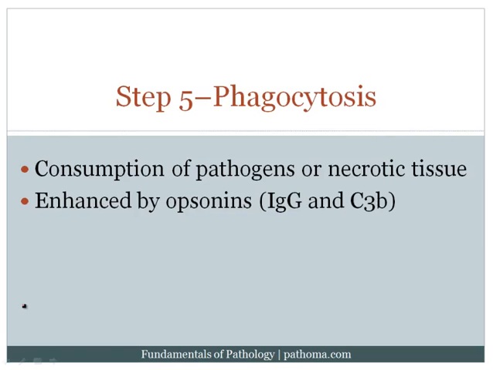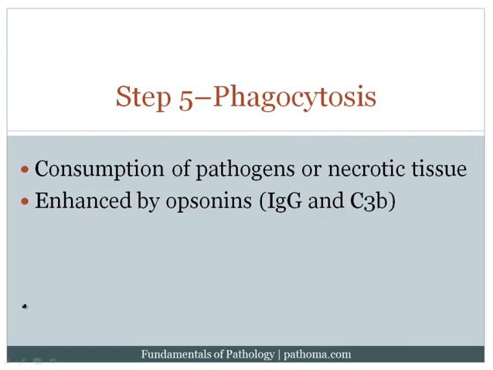Once the neutrophils get to the area of battle, the way by which they kill is phagocytosis. And that is step 5 in this sequence, phagocytosis. Phagocytosis is the consumption of pathogens or necrotic tissue. Again, neutrophils are drawn in by infection, or they can be drawn in by tissue necrosis. And phagocytosis, for the most part, occurs blindly. The neutrophil goes in, it's activated, and just begins to eat and consume and destroy.